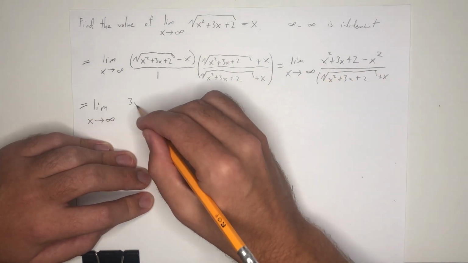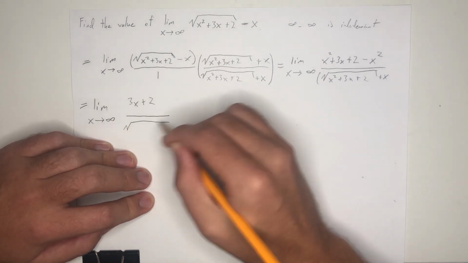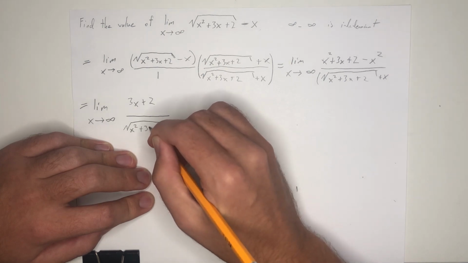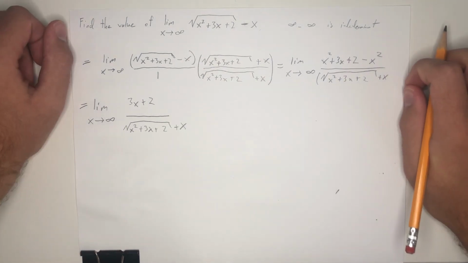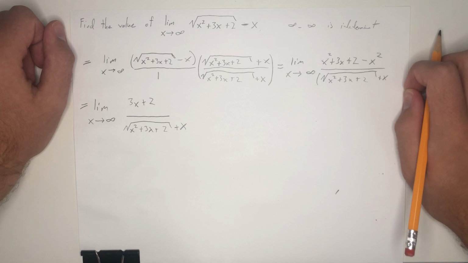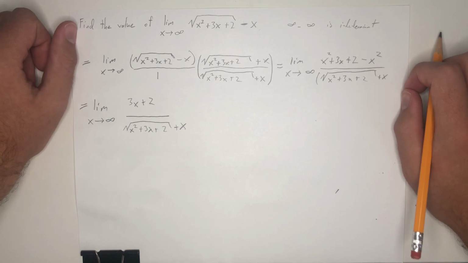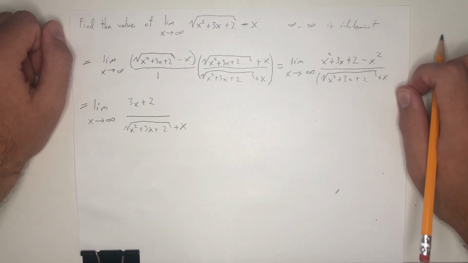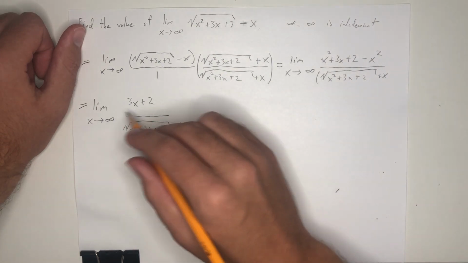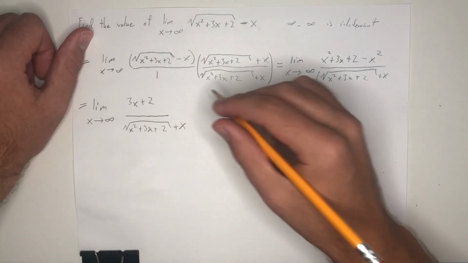So we're gonna have 3x plus 2 on the top. But we really want to get everything on the top and the bottom in terms of x so that we can get rid of things eventually and get down to a final answer. So we're going to actually divide the top and the bottom sections by x.